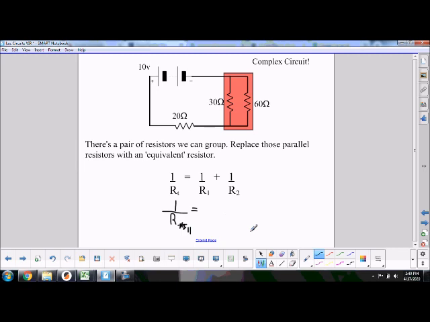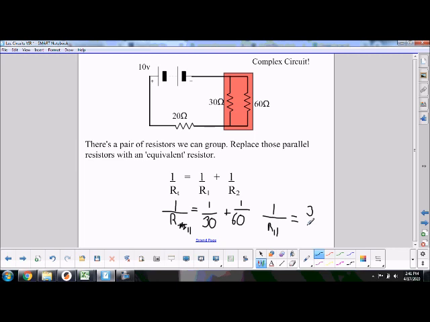So the resistance in that parallel region is 1 over resistor 1, which is 30 ohms, and we add to that 1 over our resistor 2, which is 60 ohms. All right, we're going to do some algebra there. They need a common denominator. So if you double the 1 over 30, it makes it 2 over 60. 2 over 60 plus 1 over 60 is 3 over 60. So you get 1 over the resistance in the parallel section is equal to 3 over 60.